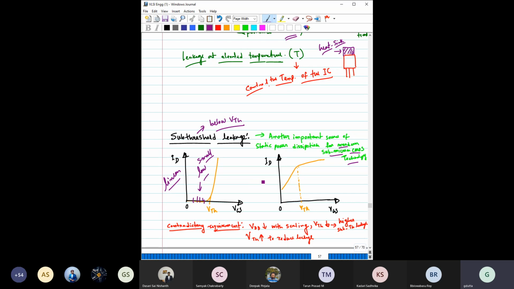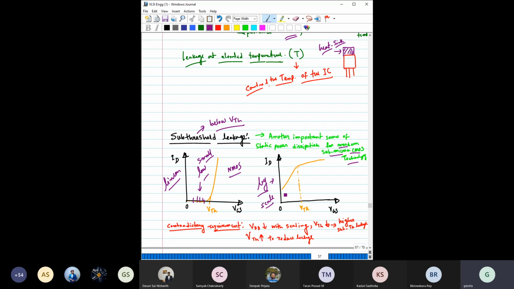If you plot it in a log scale, you can see here, this is the threshold voltage. Below threshold voltage the current is not actually equal to zero. Say this is an NMOS with positive threshold voltage. So this is the same characteristics plotted in log scale here.